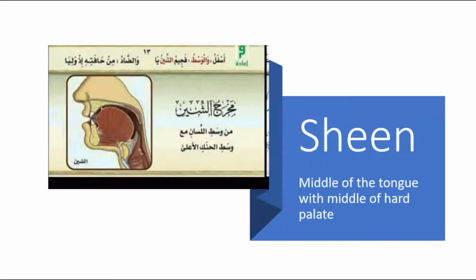The roof of the mouth consists of the hard palate, which is this part, and the back part, the backward part, is the soft palate. So it comes from the contact of the tongue with the middle part of the hard palate. So this is Sheen. Here is the articulation point of Sheen: the middle of the tongue with the middle of the hard palate.